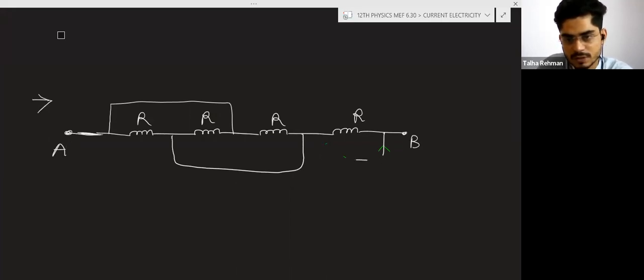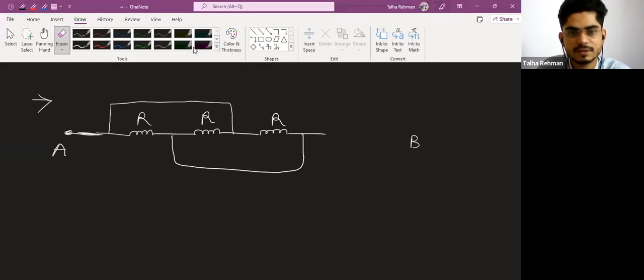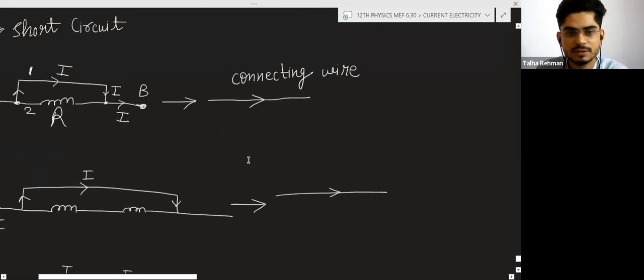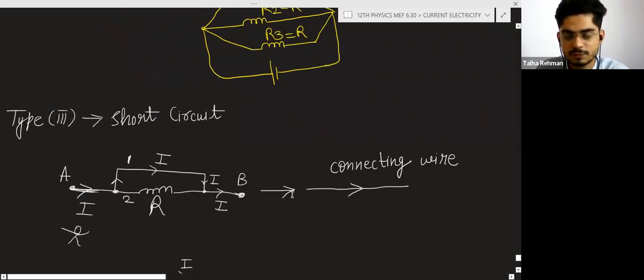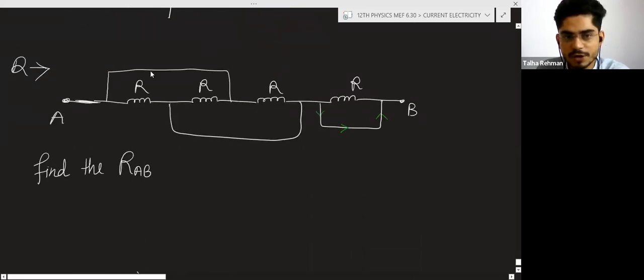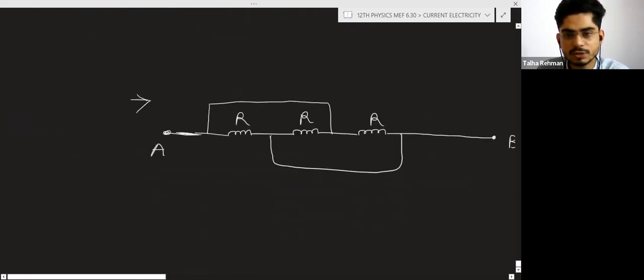So we can remove the wire also. So there is no resistance here. This is the case now. This was the case earlier. I have just made this a single wire, to represent that single wire. Now we have already solved this question.